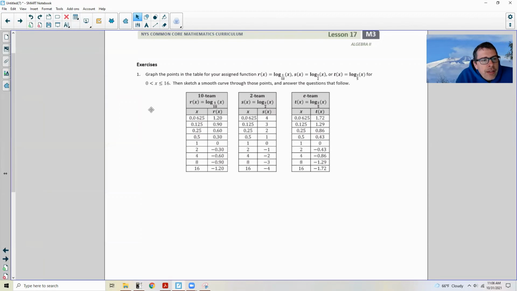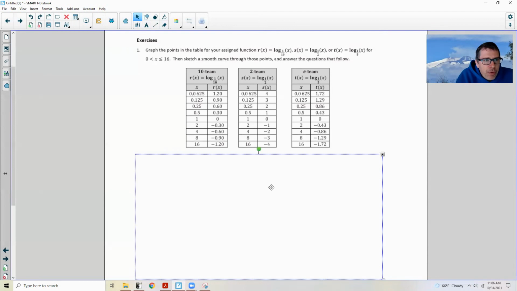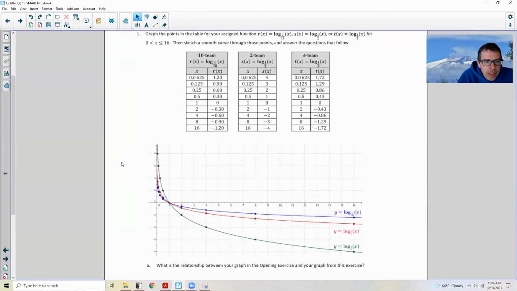Okay, so the exercise here is going to take a look at bases that are between 0 and 1: 1/10, 1/2, 1/5. Just to save time, I'm not going to go through and plot them all. We all know how to plot points on a graph. We're graphing between 0 and 16, and here are the values that were given. Here is what these 3 functions look like when they were graphed.